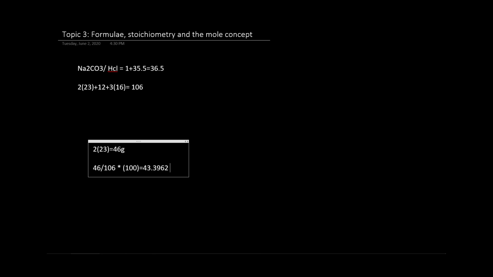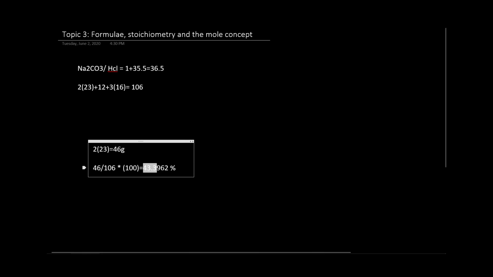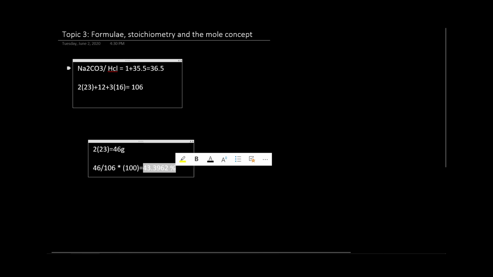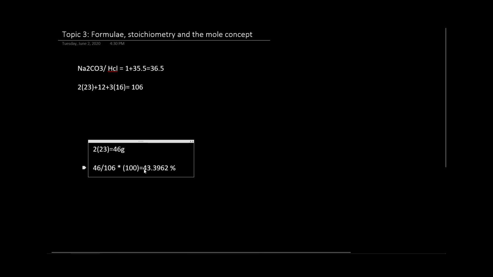So you basically do that to get your percentage composition. When you've been asked to calculate the percentage composition of sodium in sodium carbonate, in 1 mole of sodium carbonate, your answer is 43.3962% or 43.4%. So this is your answer, right? I hope that's clear. That's all about percentage composition. And now, all right, there's something else I would like to mention.